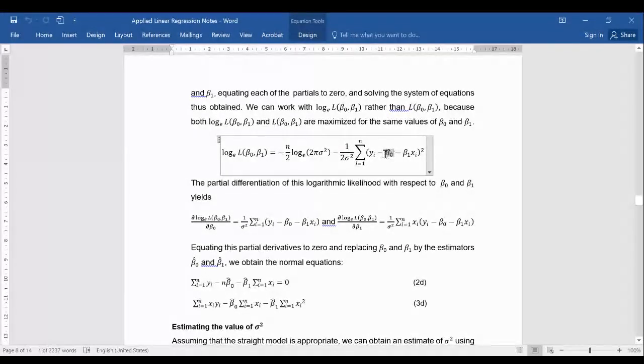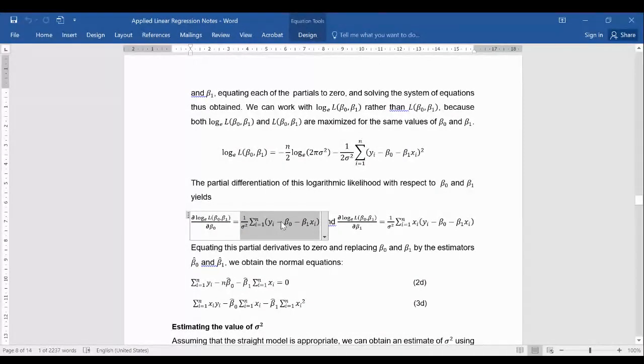When we differentiate the inner function, minus beta 0, we get minus 1. That negative 1 will cancel with this negative 1, and we'll be left with 1 over sigma squared multiplied by this part. So that's what we are having here.